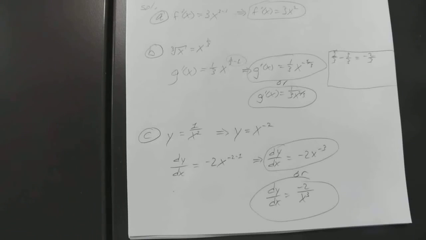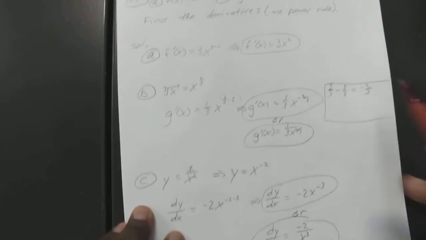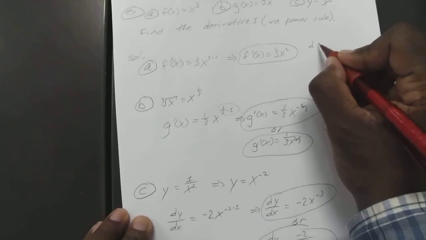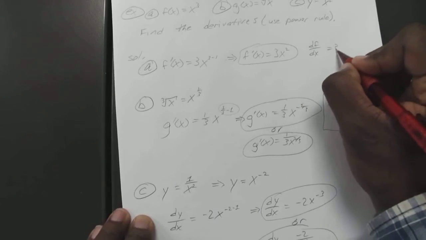It's like the first one, 3x minus 1, and you said that f prime of x is just 3x squared. Yep, 3x squared. So we could have easily made that one, instead of f prime of x, we could have made it derivative of f with respect to x. And it still would have been 3x squared.